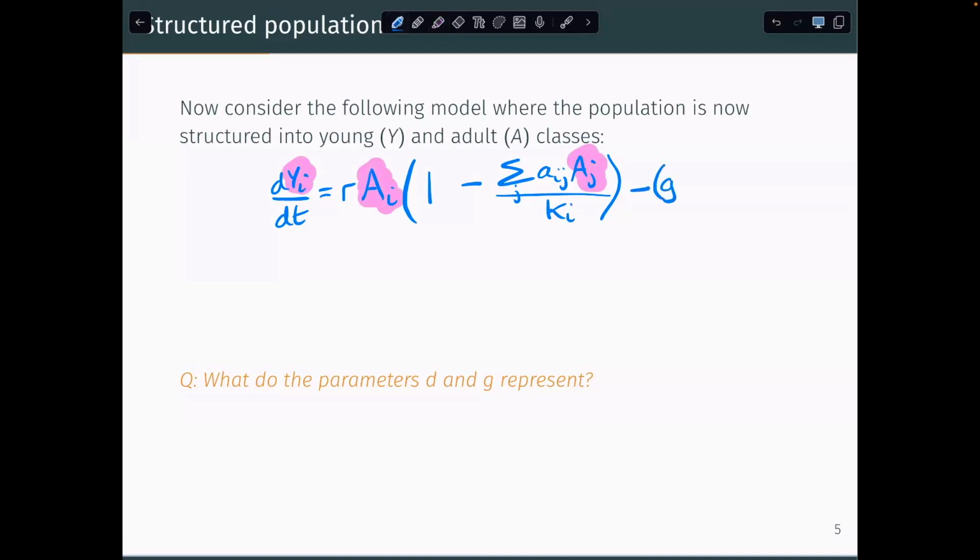We're going to subtract from this minus G plus D times Y. And then we're going to have a separate equation for our adults, phenotype i. Yeah, there should be a Yi there. That's going to be G times Yi minus D times Ai.